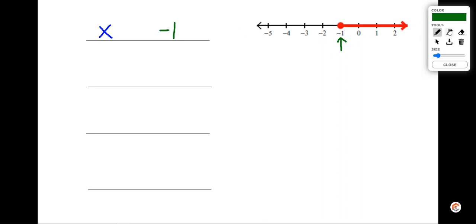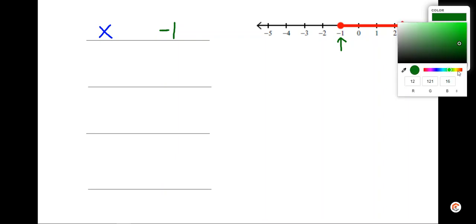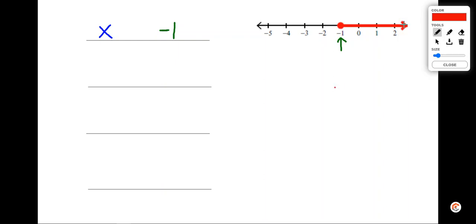Now I need to find the relationship between them. Let's see which way the arrow is pointing. That tells us whether it's less than or greater than. It looks like all of the numbers are above -1. And if I look at the arrow at the end, or draw an arrow in the direction that it's pointing, you can see it's the same symbol I'm going to use, greater than. X is greater than, or bigger than, -1.